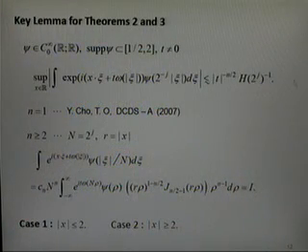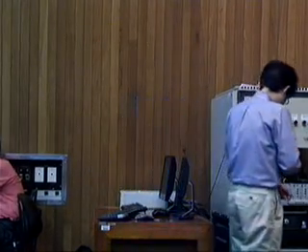And then by making a dyadic decomposition with respect to phase space, we complete the proof of theorems 2 and 3, and those dispersive estimates yield the corresponding Strichartz estimates, including the endpoint case. Okay, I'll stop here. Thank you for your attention.